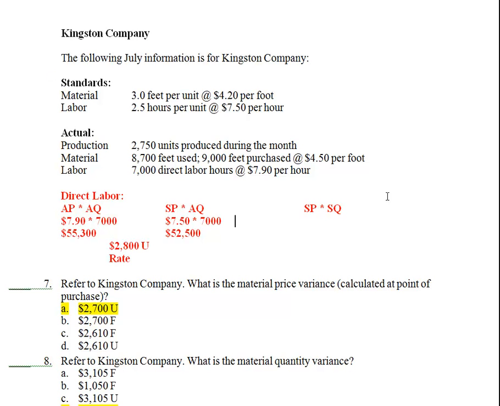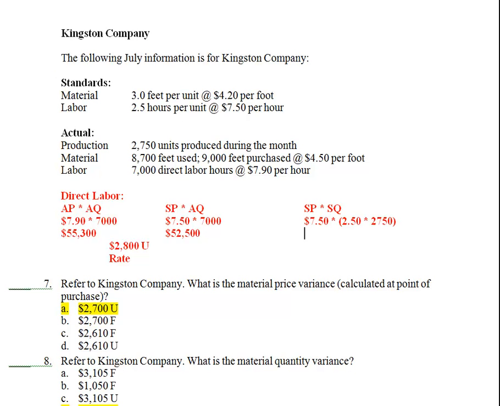Then to do the efficiency variance, you can fill in standard price, $7.50, times the standard quantity. So what do we think is going to happen for the labor? We think it should take 2.5 hours to make a unit. So when we produce 2,750 units, we think it should take 2.5 hours per. So if you multiply in the parentheses, we think it should have taken 6,875 hours. It took more, so we already know that our variance is going to be unfavorable.